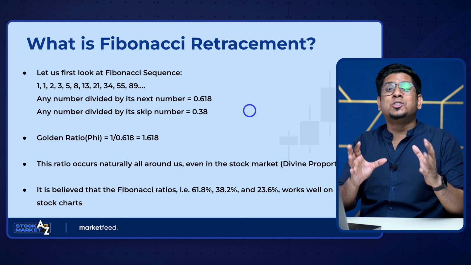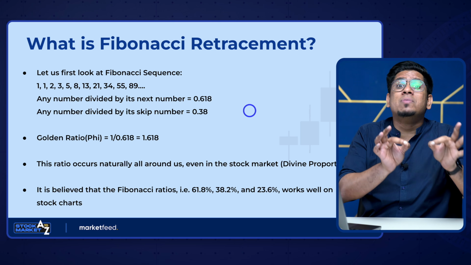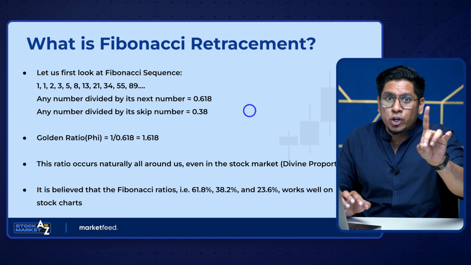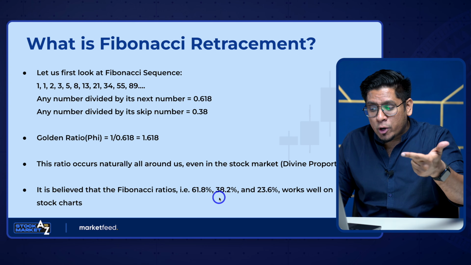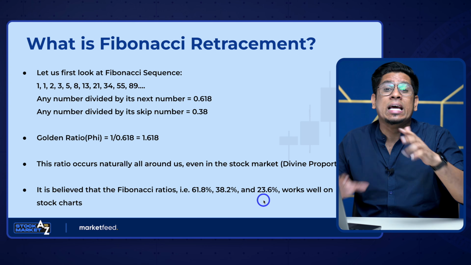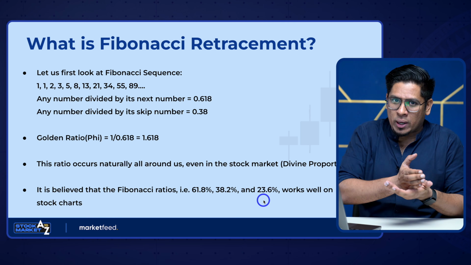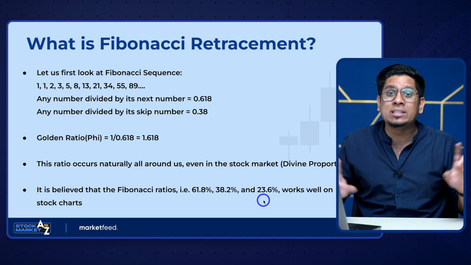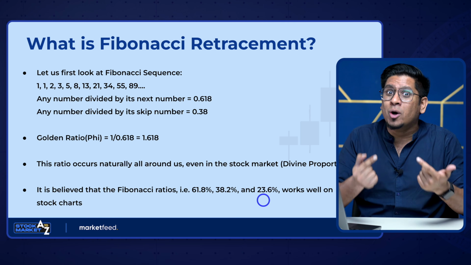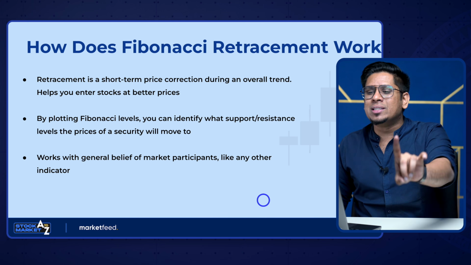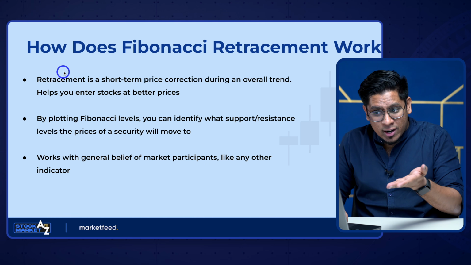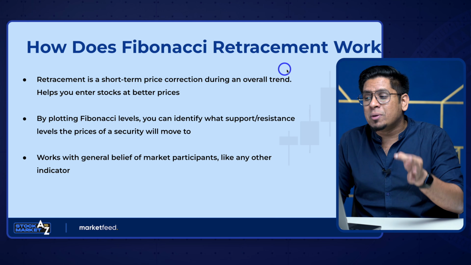Now, if you have understood so much, the largest takeaway from this slide should be ratios or levels or percentages like 61.8%, 38.2%, 23.6%. These have come from the Fibonacci sequence, and these work everywhere in the universe, and these are working on stock charts also. Just understand so much. If you are understanding so much, let's go into the next slide where we are going to learn about how Fibonacci retracement actually works.